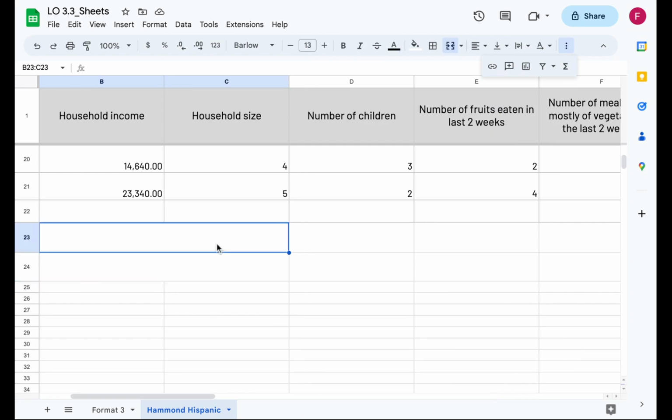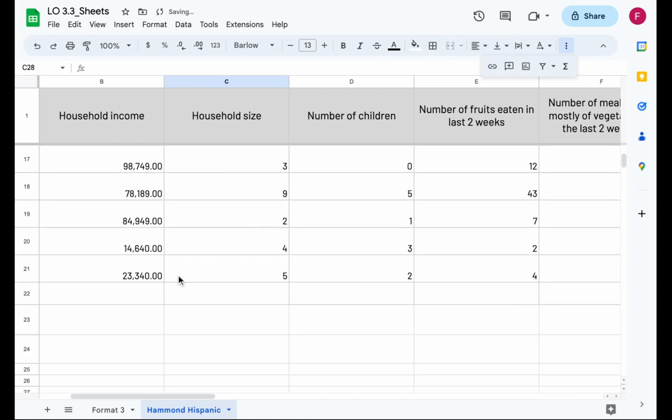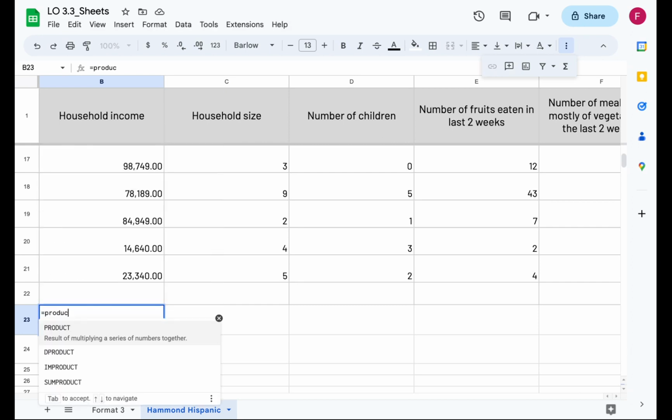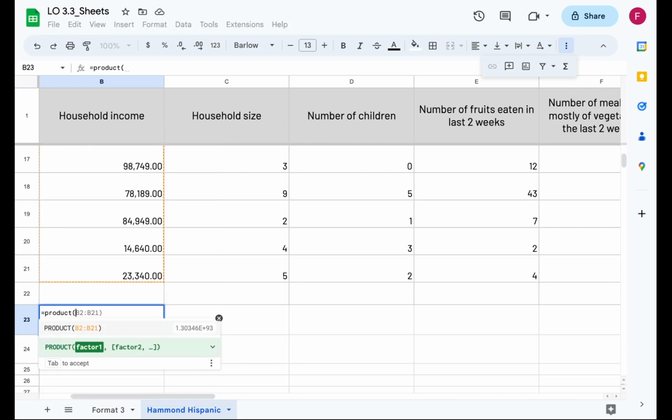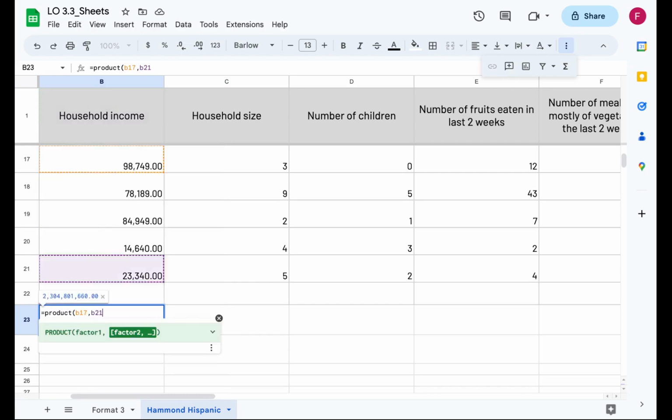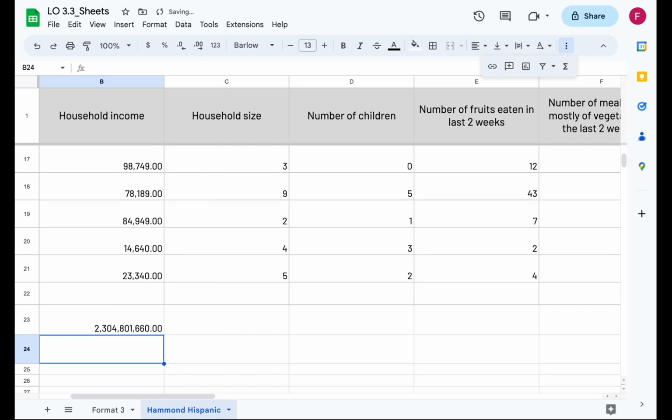Now let's say I need to take this off merging, because I merged it. Remove it from merging. I want to multiply B17 by B21. So that's going to be product, B17, comma, B21. That does the multiplication for me. So these are the two ways that you can do your multiplication.